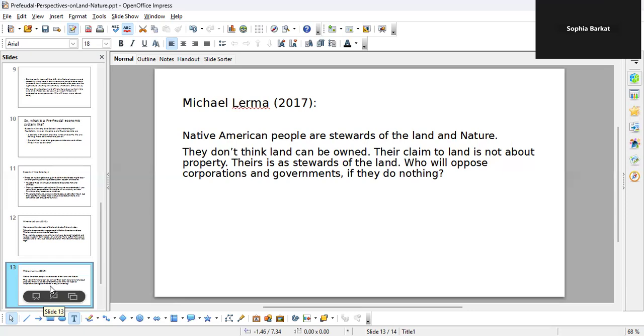Theirs is as stewards of land, meaning they see themselves, as Vine Deloria and Winona LaDuke have mentioned, as people who are close to land, nature, living animals. There's a relationship. And because of the closeness and the understanding and the relationship, there is a need for taking care of these others. And so humans in this situation become stewards of the land. And this is their claim to land.